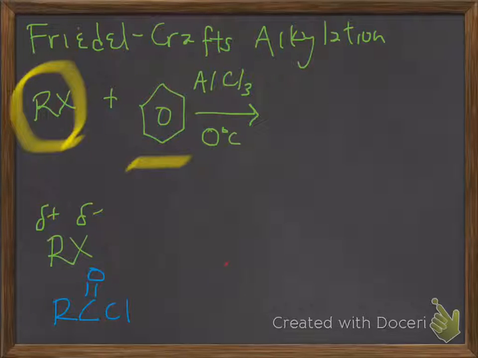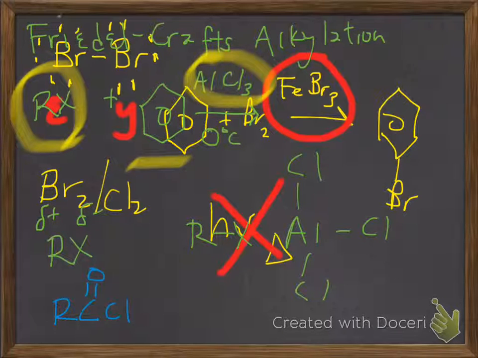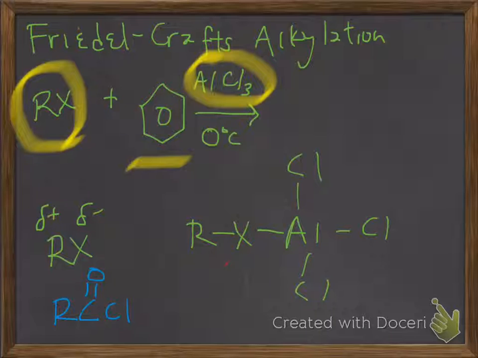The way that this works, and the reason why we have to use the Friedel-Crafts reagent, is when you look at aluminum trichloride, what's really cool about it is aluminum actually can take a fourth substituent, and so it adds that X.